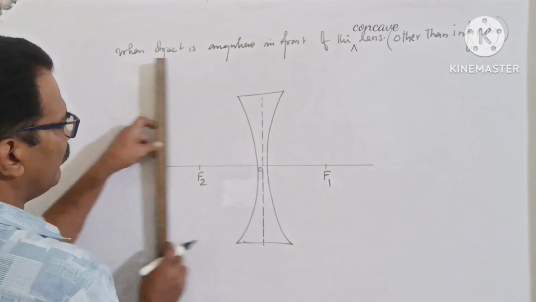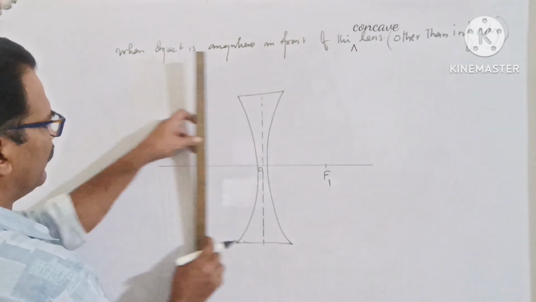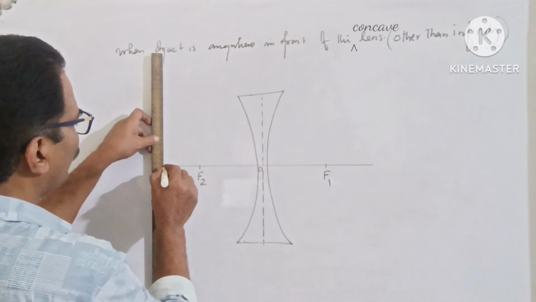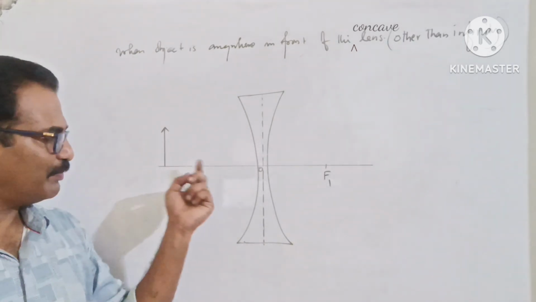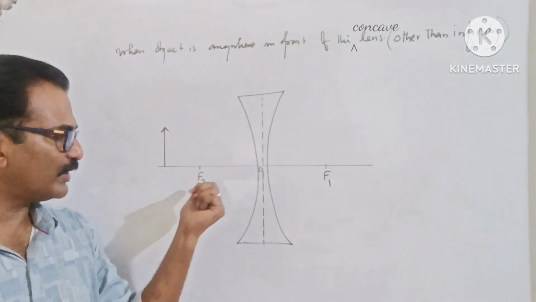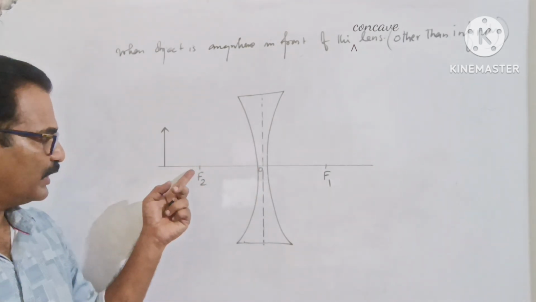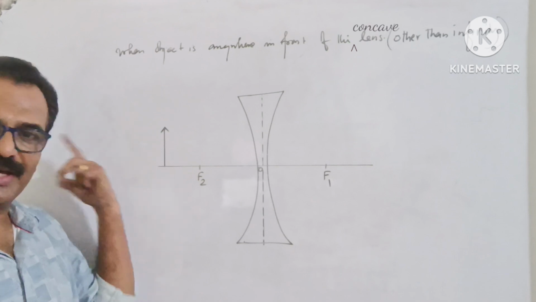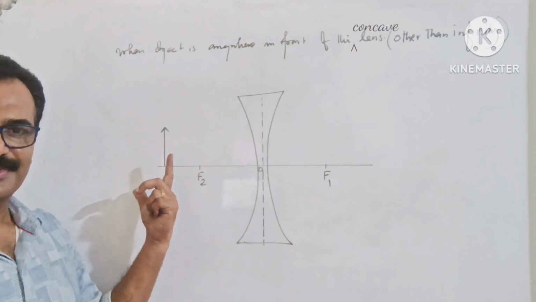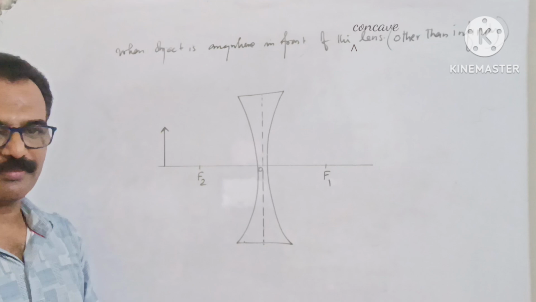You can keep the object anywhere you want. Wherever you keep the object, the characteristics of the image formed will be the same. Even if you keep it between optical center and the focus, or between F2 and 2F2, or beyond 2F2, wherever you keep, these characteristics of image will be the same.